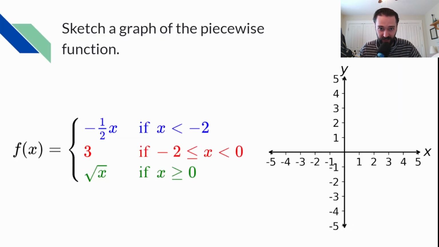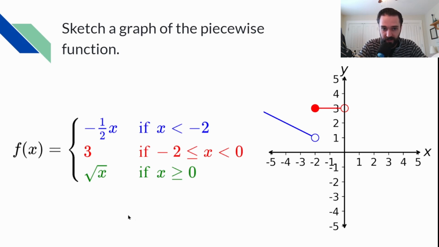Here we're asked to sketch a graph again, but this time the piecewise function is defined by 3 pieces. So let's just plot each of these pieces one at a time and see what we get. First of all, we have y equals -1/2 x in blue if x is less than -2. So that's this line right here. It comes down here and it stops at -2, 1. And then we have the red line, y equals 3. That's just the flat line, y equals 3 up here, and x is in between -2 and 0.